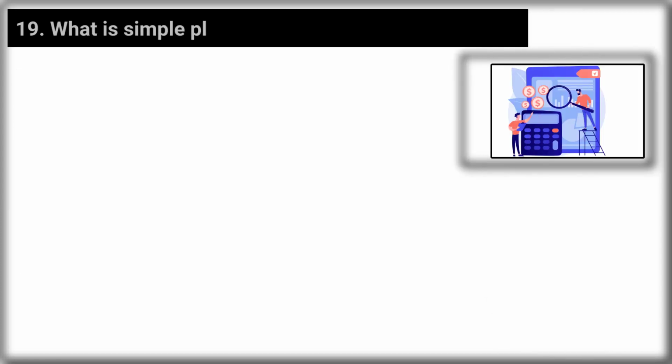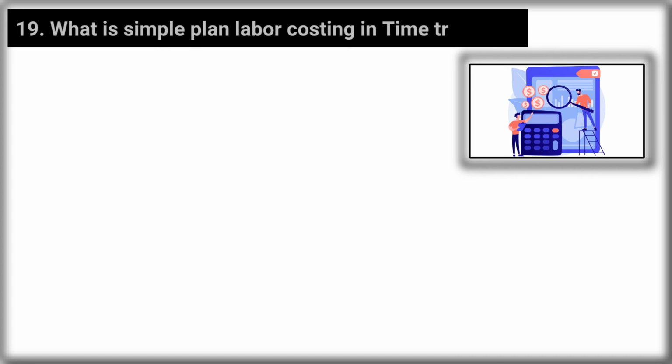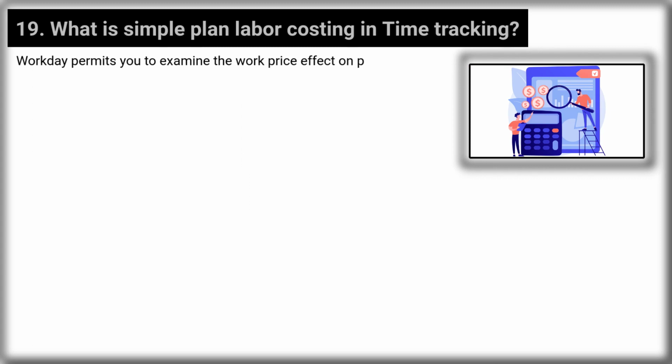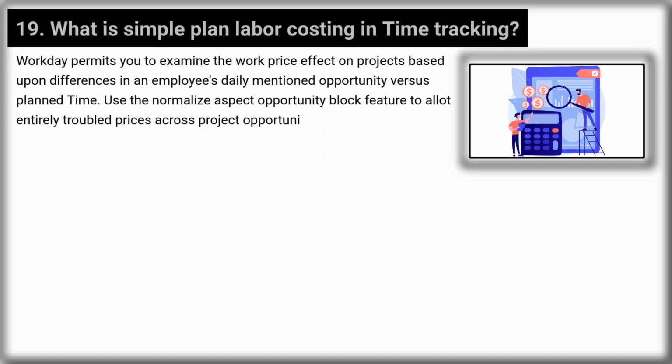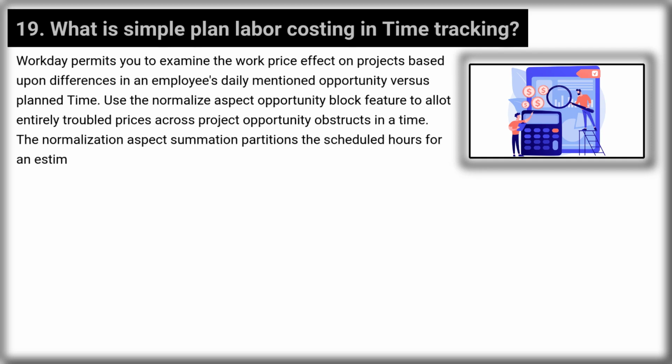19. What is simple plan labor costing in time tracking? Workday permits you to examine the labor cost effect on projects based upon differences in an employee's daily reported time versus planned time. Use the Normalize Aspect Time Block feature to allocate costs across project time blocks in a day. The normalization aspect divides the scheduled hours for an estimated day by the total reported hours, including downtime.